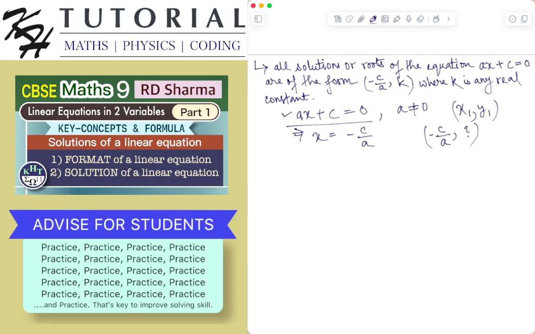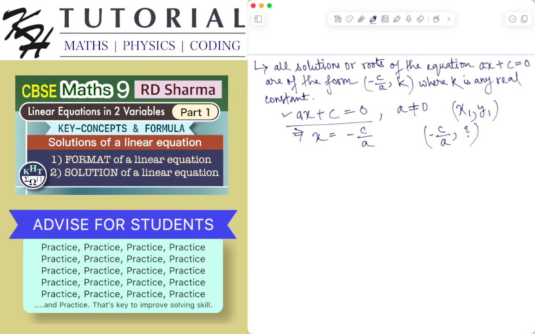So we say that all solutions or roots of the equation ax plus c equals to 0 are of the form minus c by a comma k, where k is any real constant. That is, in all the roots of the equation ax plus c equals to 0, the x value will always be the same, that is minus c by a, and the k value, that is the y value, can be any value. You can consider any real number in place of k.